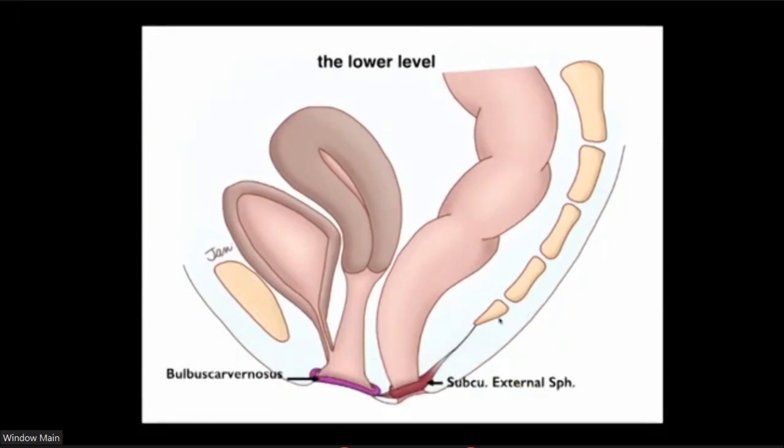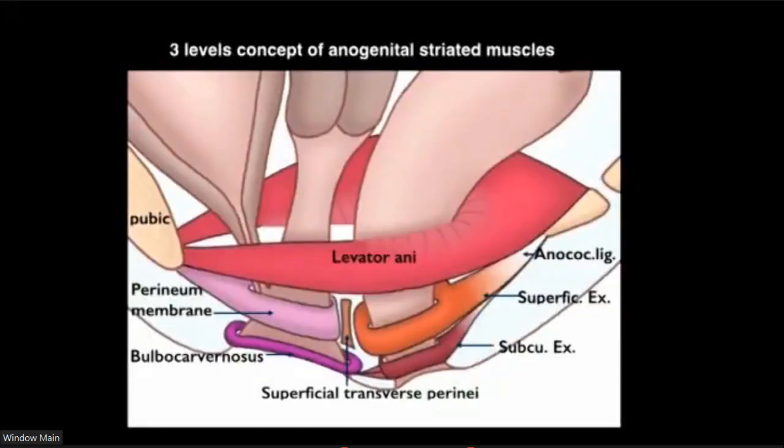And the lower level is the subcutaneous external sphincter. The subcutaneous external sphincter is attached to the bulbocavernosus to the shaft of the penis. If you squeeze this muscle, the penis raises up. Or even the vagina: you can contract the vagina and the anus at the same time. So this muscle contributes to this. So these are the three muscle levels.